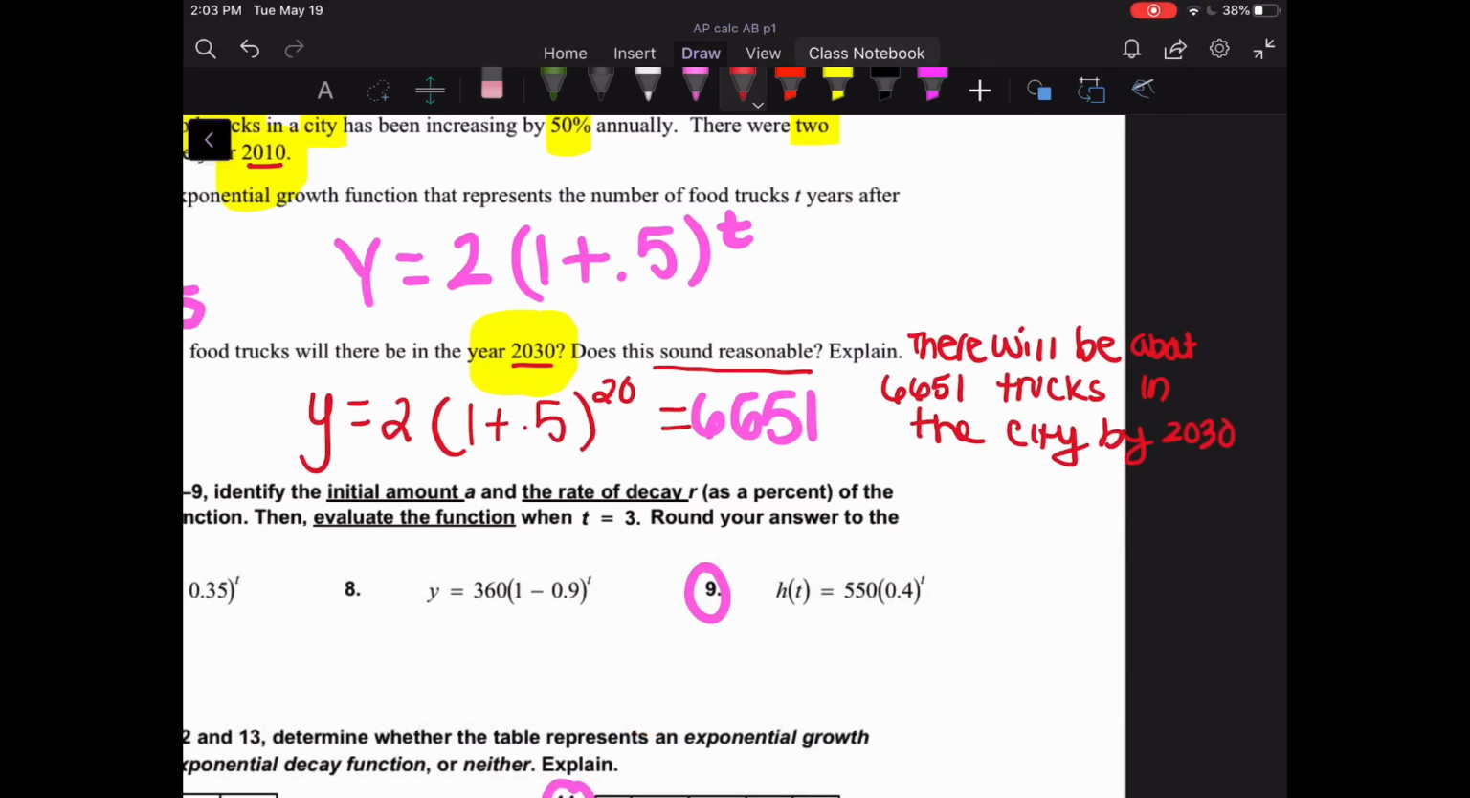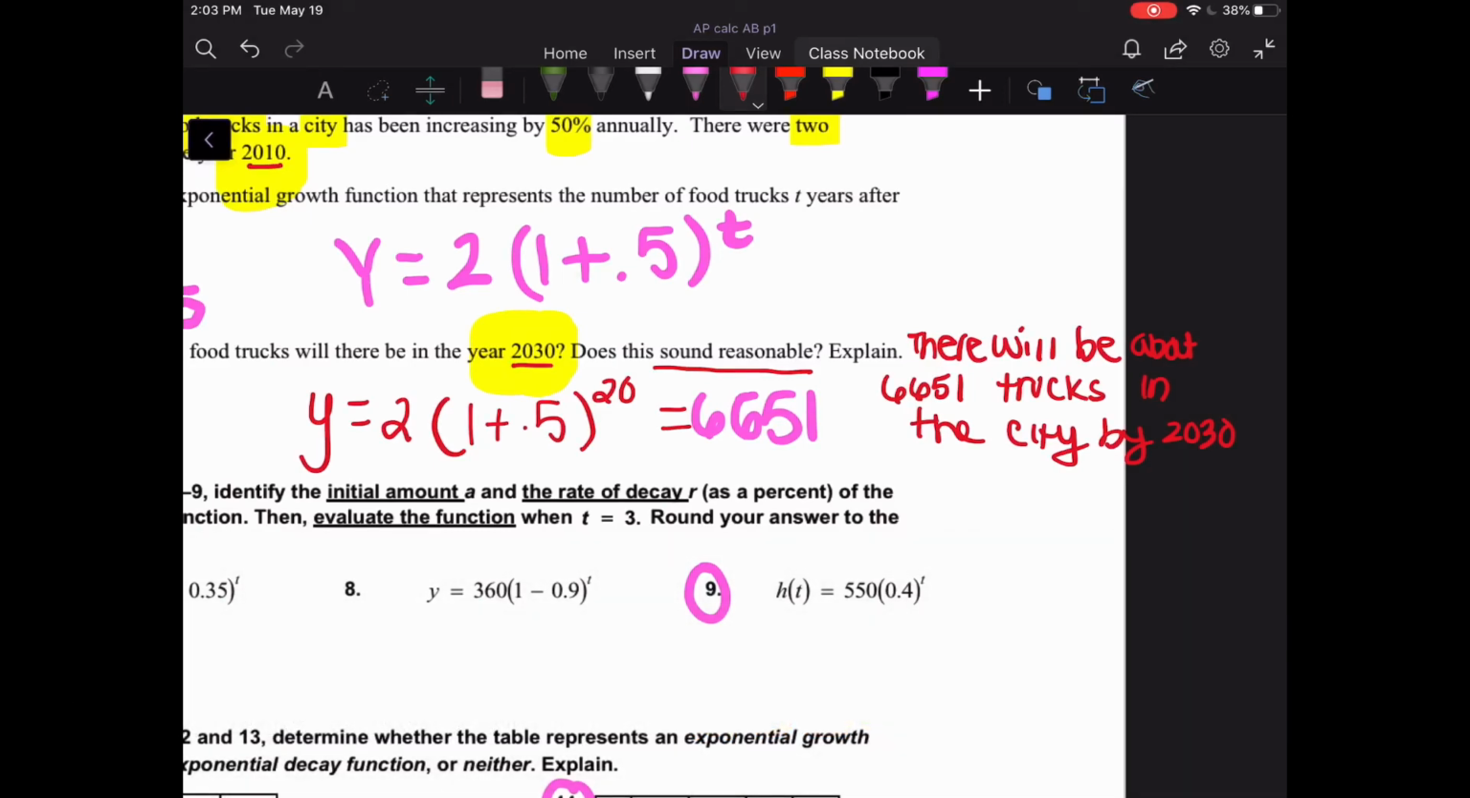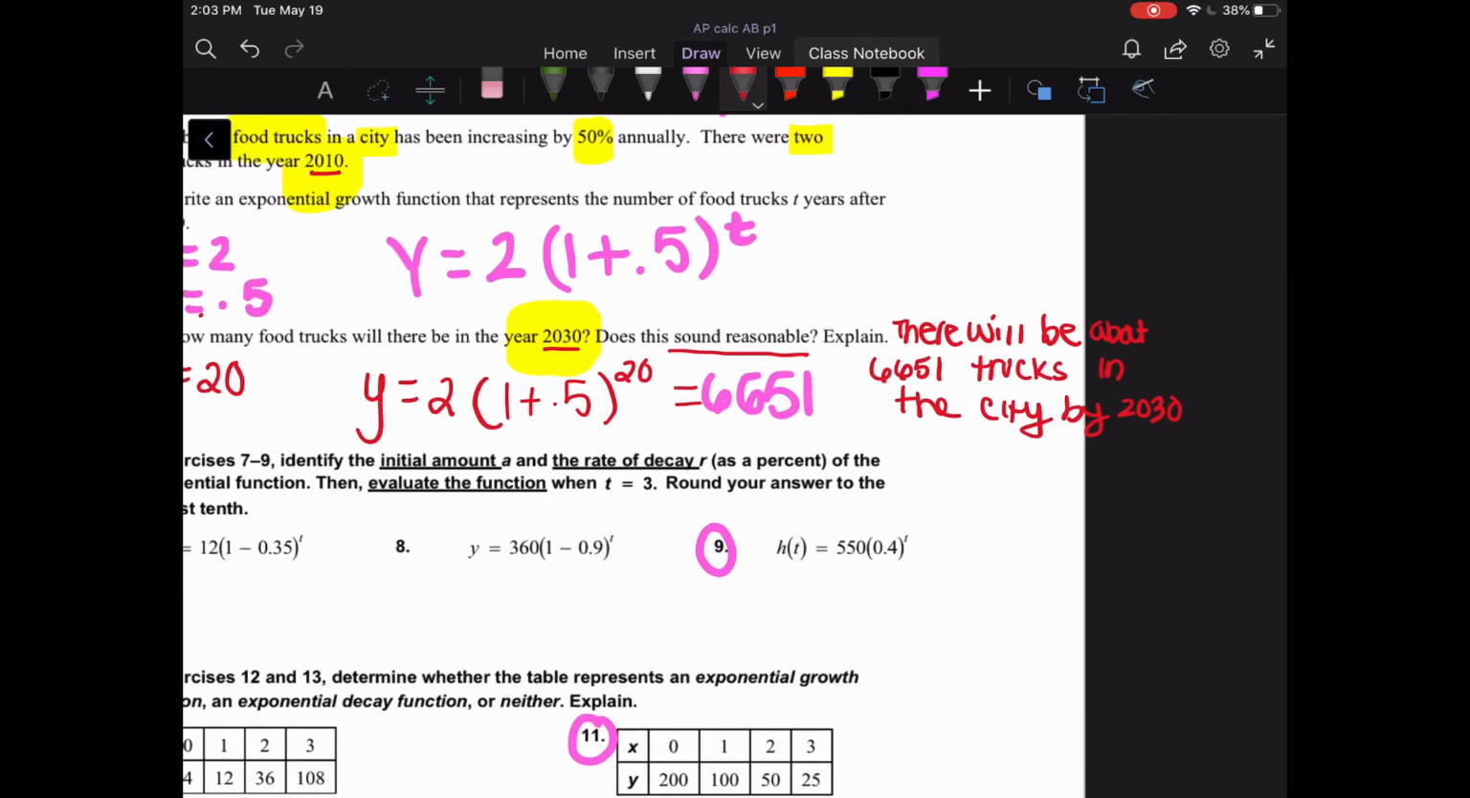Now, does that make sense? Really, it depends. How large is this city? Because 6,651 trucks is a lot of trucks. That's really up to you. You guys put your reasoning down. A city can be very large, and if a city really likes food trucks, they can have that many food trucks. But is that likely? Probably not. Not right now, no. Okay. So just write that down. Does this sound reasonable? I'm going to say yes, if a city loves food trucks.